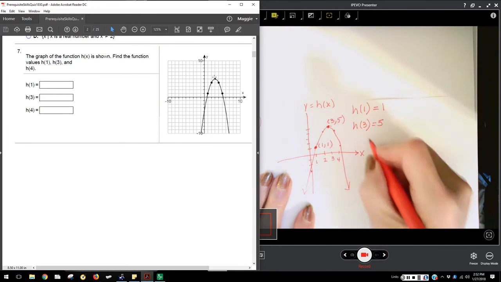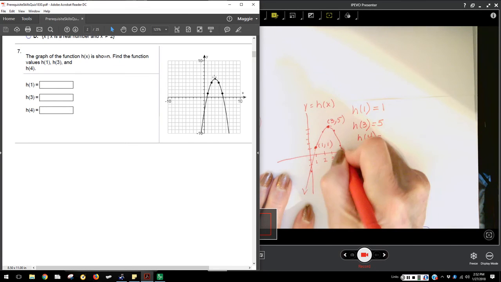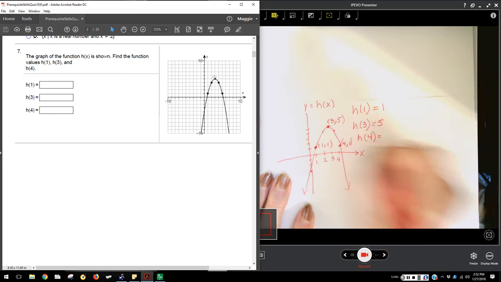And then h of 4 is at the point (4, 1). So h of 4 is equal to 1.